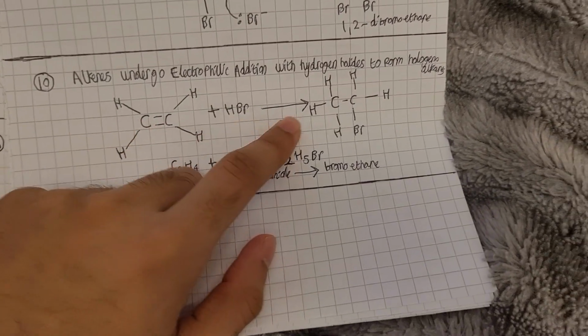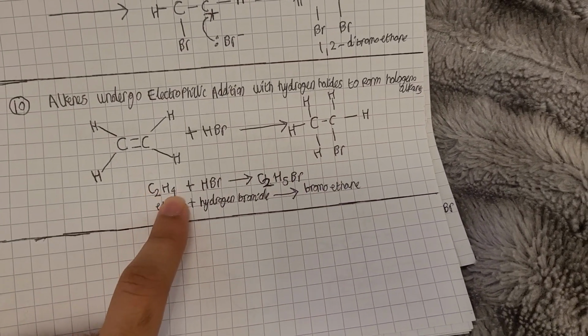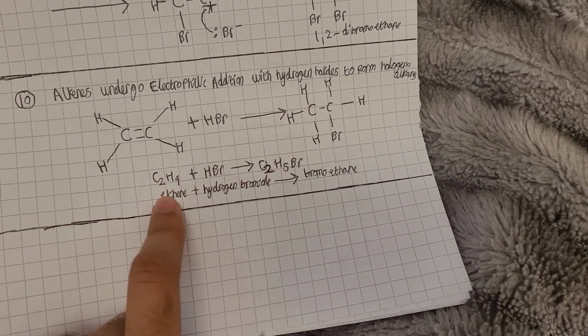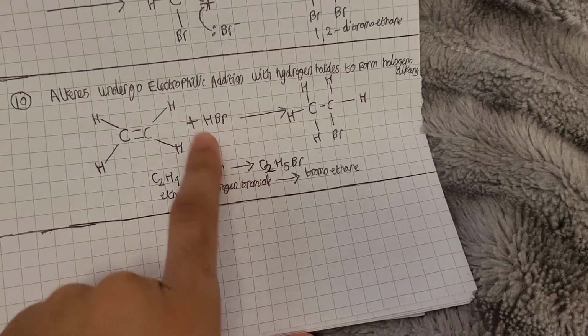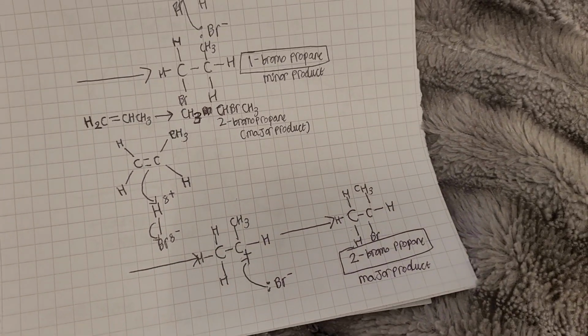Ethene plus HBr to form bromoethane. C2H4 plus HBr gives C2H5Br: ethene plus hydrogen bromide, which is an example of a hydrogen halide, to form bromoethane, a halogenoalkane.